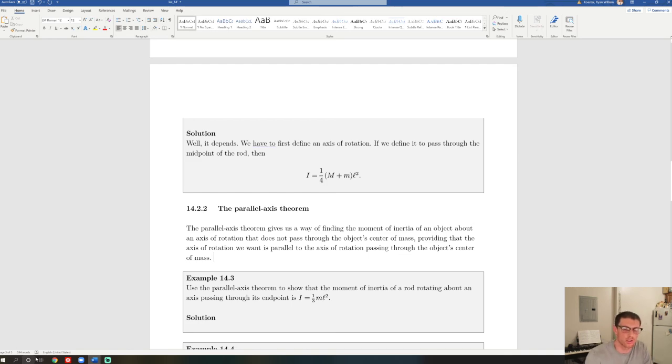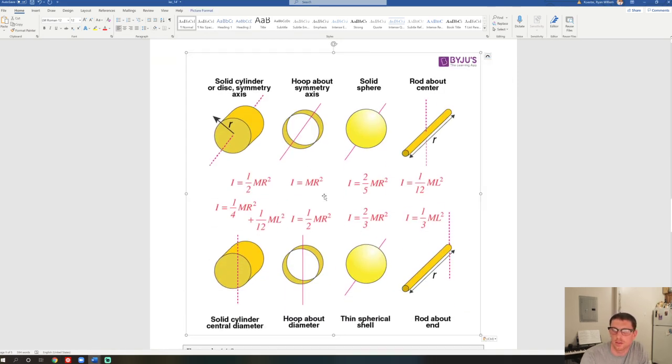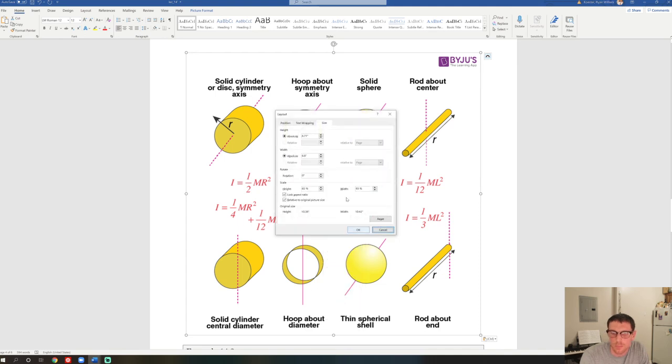And what I want to do is just find a quick table of moments of inertia for common objects that everybody can use freely. So give me a second here. The moment of inertia table. Okay, I think I like this one. Let's see if this will work. Yeah, wow, nice. Okay. Let me just adjust the size here since it's kind of large.